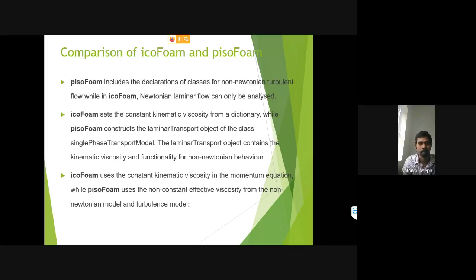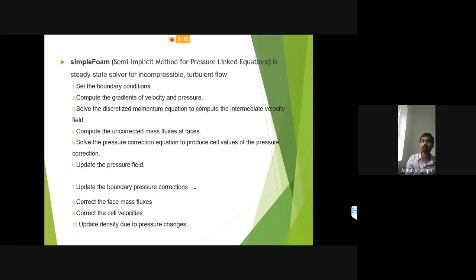Now we are coming on to simpleFoam. That's what we are using in our case. Its full form is semi-implicit method for pressure linked equations. In this one, we are using the steady state solver for incompressible turbulent flow. That's why in our case we have nu t and nu tilde over there, because we are using turbulent flow. In the case of simpleFoam, we can use turbulent flow and it's incompressible, but the problem is that the flow is steady. It's not time dependent.